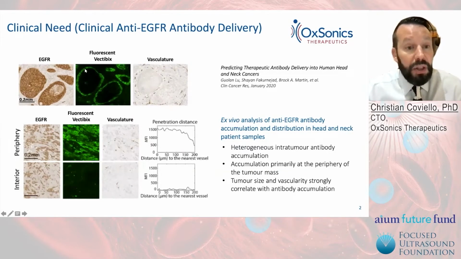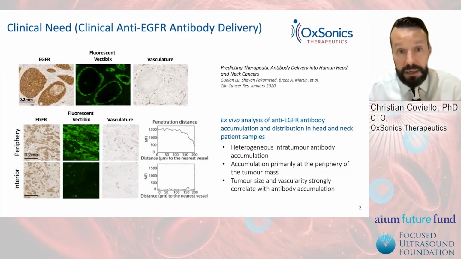And where, if you look under fluorescence imaging, where you see the drug, the Vectibix, it's mainly around the periphery. If we then look at staining for the vasculature, we mainly see the vasculature at the periphery. There's very heterogeneous intratumoral antibody accumulation. The accumulation is mainly at the periphery of the tumor mass. So poor distribution, but also poor penetration.